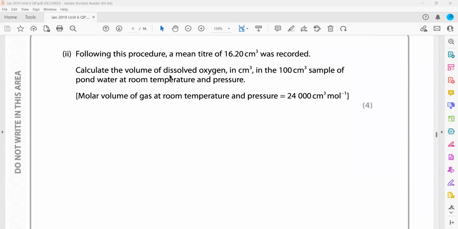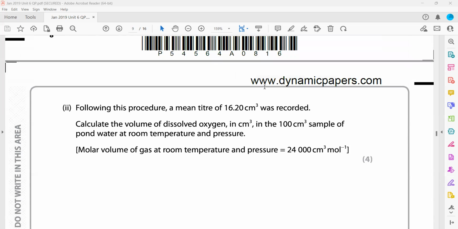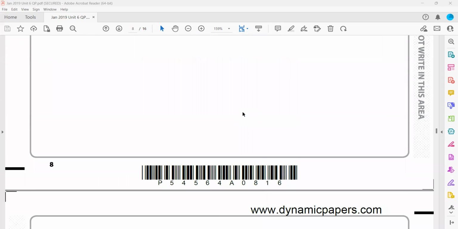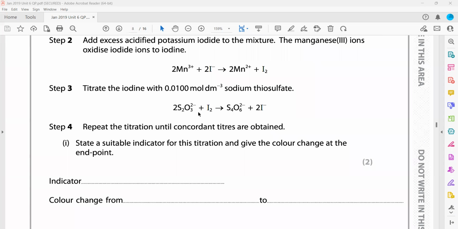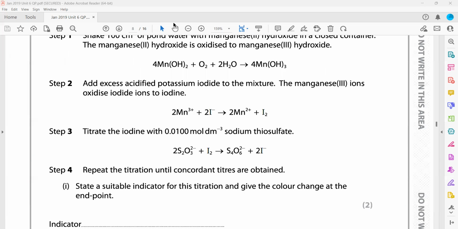Following this procedure, a mean titre of 16.2 cm³ was recorded. Calculate the volume of dissolved oxygen in cm³ in 100 cm³ of a sample of pond water. So how do we work it out? You have the volume and the concentration, so you'll get the moles of thiosulfate. From moles of thiosulfate, we'll get moles of iodine. From moles of iodine, we'll get moles of Mn³⁺. And from moles of Mn³⁺, we'll get moles of oxygen. So we have to use a ratio multiple times here.